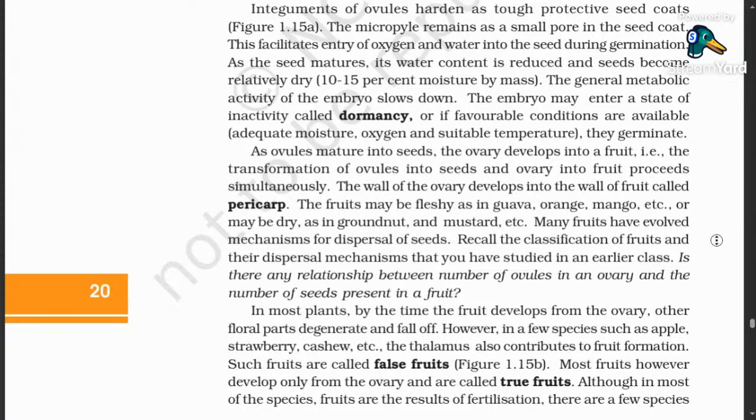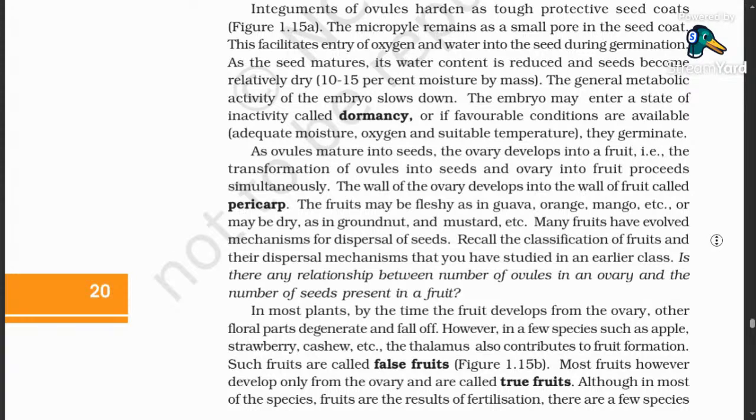The wall of the ovary develops into the wall of the fruit called pericarp. The fruits may be fleshy, as in guava, orange, mango, etc., or may be dry, as in groundnut, mustard, etc. Many fruits have evolved mechanisms for dispersal of seeds. Recall the classification of fruits and the dispersal mechanisms that you have studied in earlier classes. Is there any relationship between the number of ovules in an ovary and the number of seeds present in a fruit?